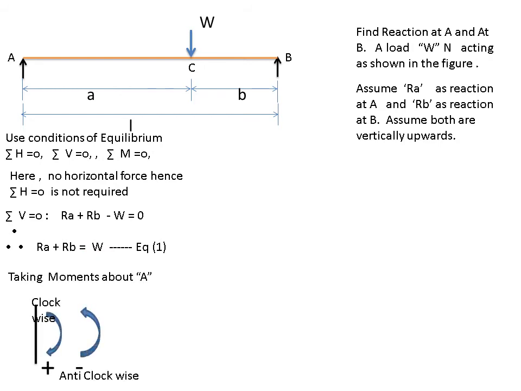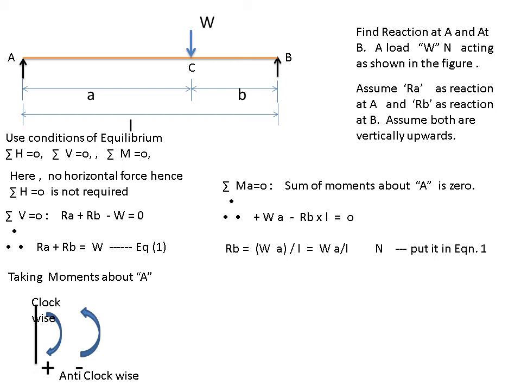Now you have to take moment about A. When you are taking moment about A, again the same assumptions: clockwise is plus, anti-clockwise is minus. Here the W force will cause a clockwise moment and this RB will cause an anti-clockwise moment. So I am taking summation of moment about A. You can say W into this distance A minus RB into L. Total length is L. So W into A minus RB into L is equal to 0.